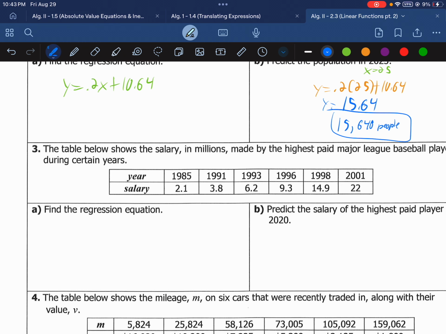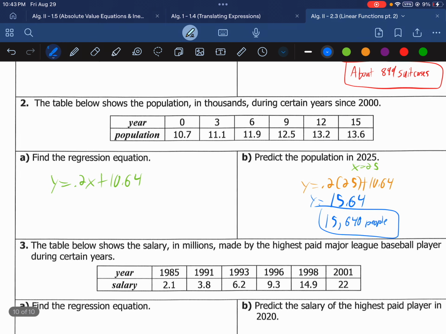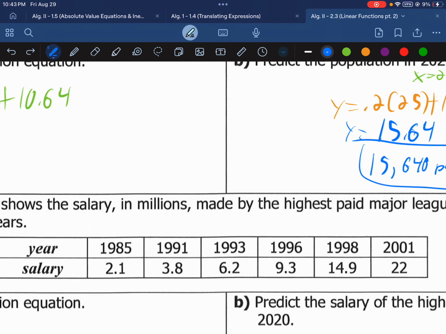Number 3, the table below shows the salary in millions made by the highest paid Major League Baseball player during certain years. And so here it lists the actual year, whereas above it said years since 2000 and listed like 0, 3, 6, 9. And we're actually going to change this to be more like it was on example 2, where we're going to call this 0, and we're going to call it years since 1985. So this would be 6 years after, this should be 8 years after, 11 years after, 13 years after, just taking all these minus 1985, and this would be 16 years after. And so those are actually going to be my x values.